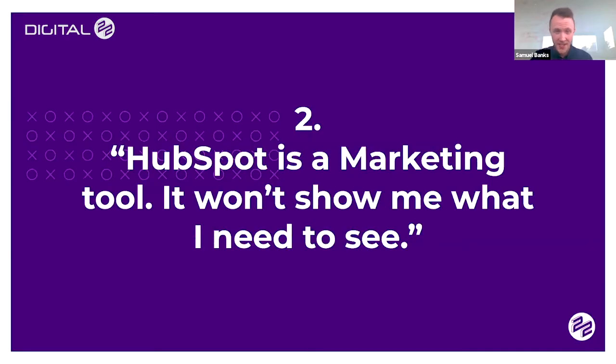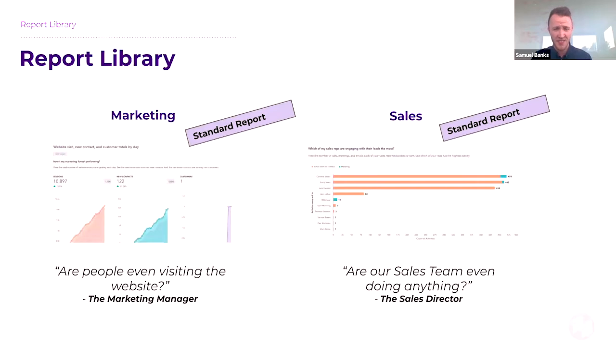The second objection that I commonly get asked is HubSpot is a marketing tool. It won't really show me what I need to see. Well, the report library has pretty much everything to serve every different area. So within the actual report library, there's different reports. There's standard reports, and there's also custom reports that you can create.